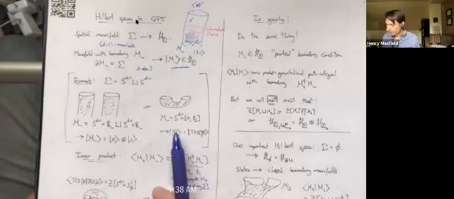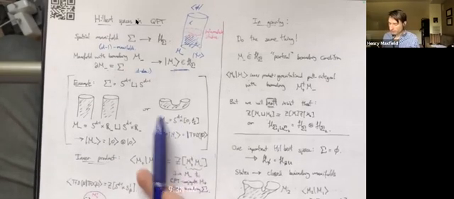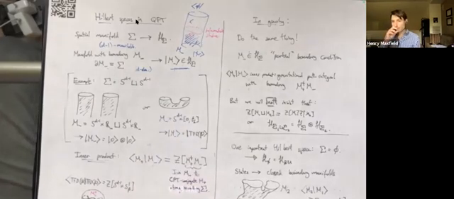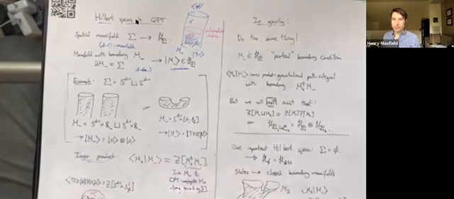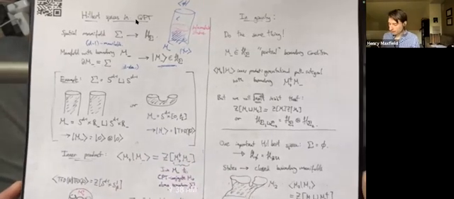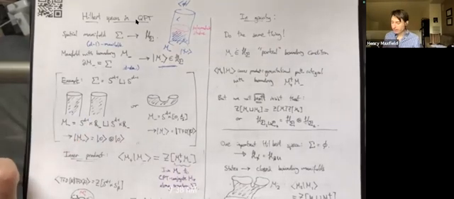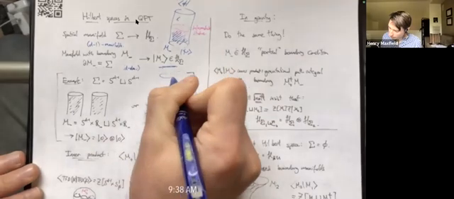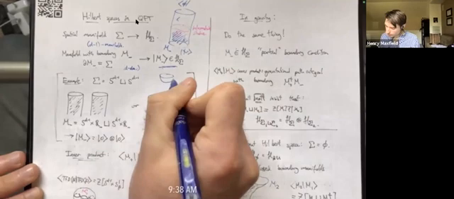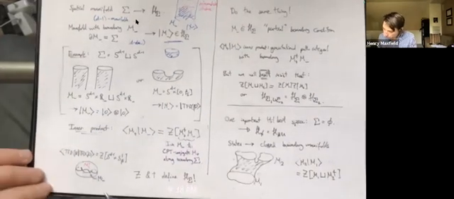Another example is you take this cylinder to connect the two. So the sphere times an interval, and this produces a thermal field double state. And of course, you could always insert sources. So you could produce primary states in a CFT, for example, by taking a manifold that's a sphere with a source inserted, for example.